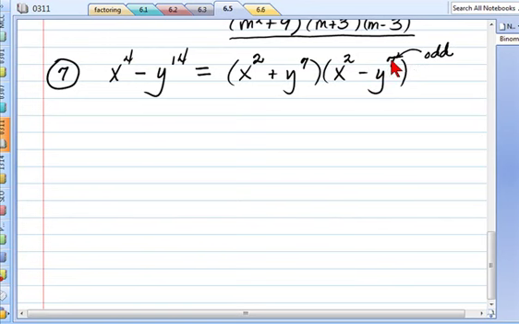I have a question with the square root of 14. No, the square root of y to the 14th is y to the 7th. Because when you take the square root of a base with an even exponent, you cut the exponent in half. But the square root of 14 is not 7. Okay? So this one is done.